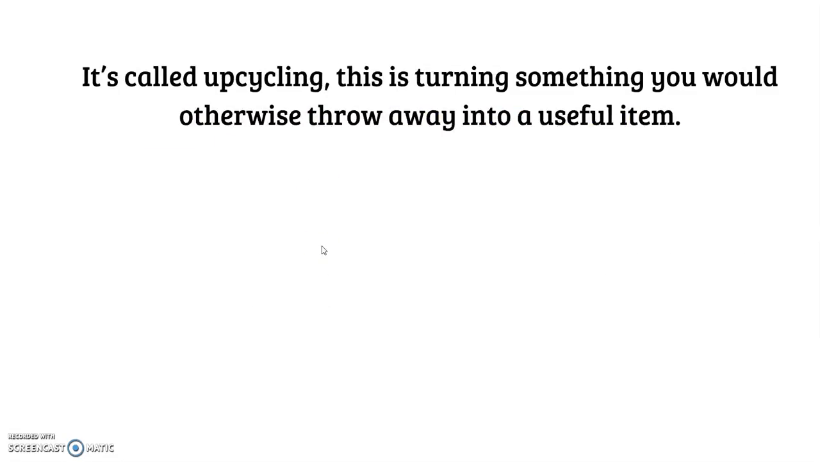For instance, this is a sentence from the revising and editing passage off of the spring benchmark. If I'm going to read this out loud, I need to make sure that I use commas and periods and use pauses to indicate where those commas and periods are so that I can hear what's going on in the sentence. It's called upcycling. This is turning something you would otherwise throw away into a useful item. I'm going to make sure that I have a short pause for that comma, and a long pause for that period.